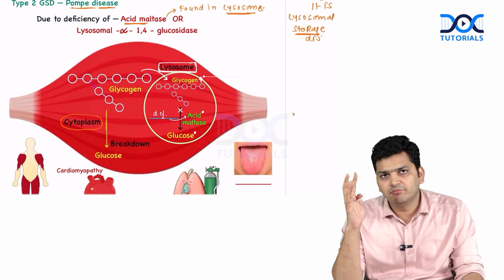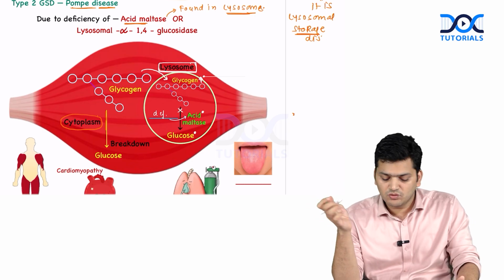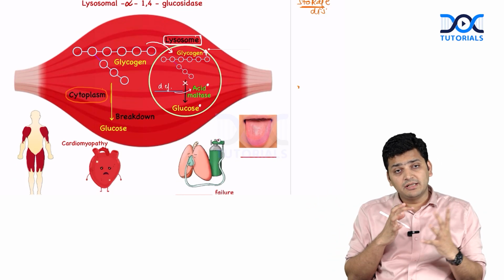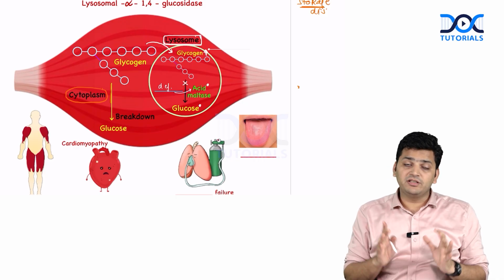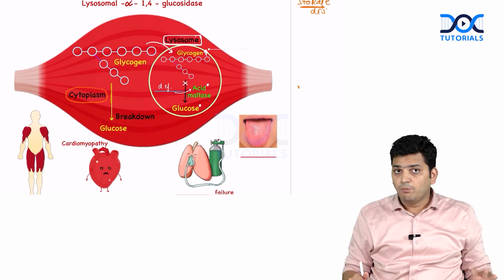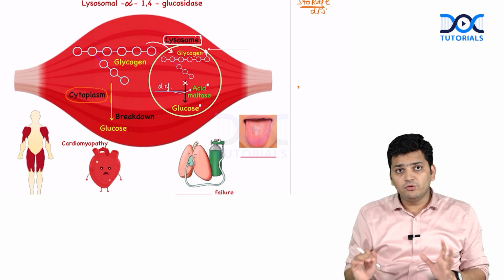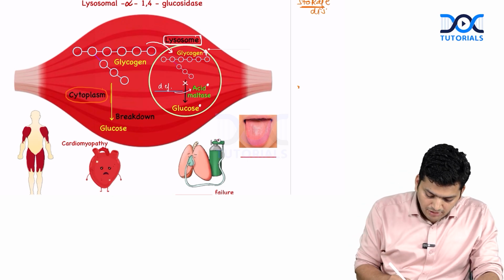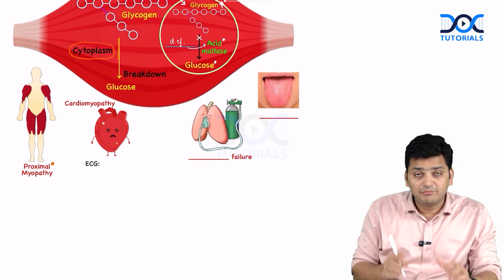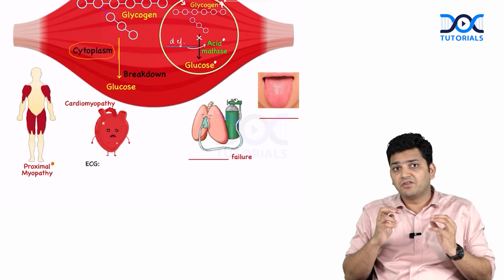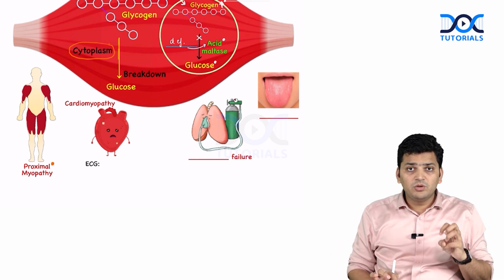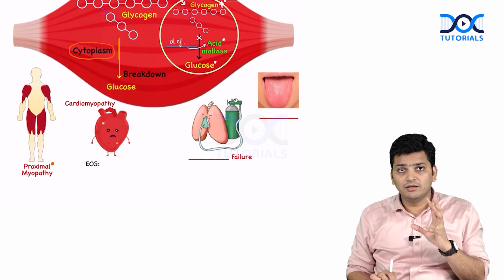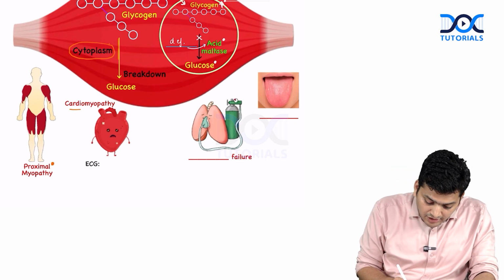Now the glycogen breakdown normally happens in the lysosome, but this patient is not having it. So the lysosomes of the muscles are going to be damaged, and eventually that is going to damage the muscle. So Pompe disease is primarily going to affect the muscles. So this patient will have proximal myopathy. There will be glycogen deposition in the muscle. So when you do the biopsy, you can see multiple vacuoles in the muscle biopsy. That is going to damage the cardiac muscles.